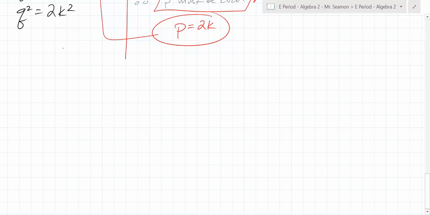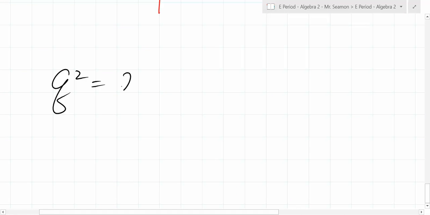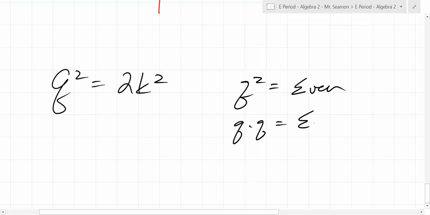So let's talk about that for a second. We know that q squared is equal to 2k squared. What can you tell me about q squared? It must be even. So therefore, q times q is even. So q must be what? It's the same logic as before, right?